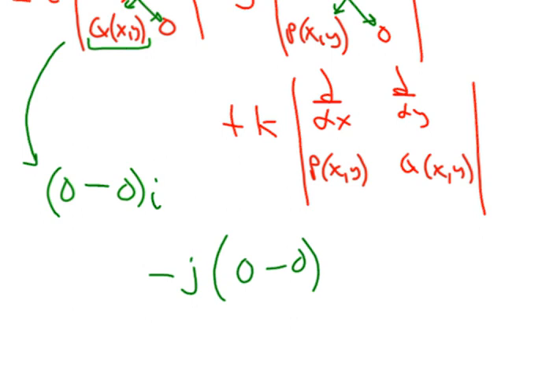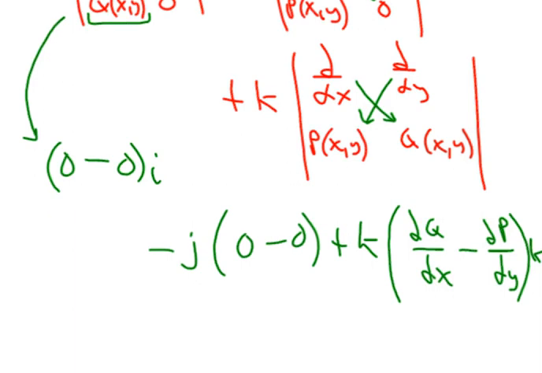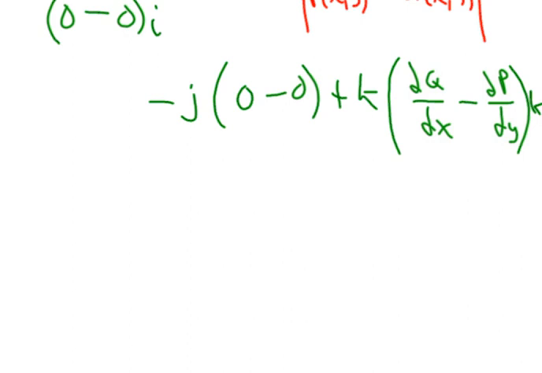All right, good. Plus, lastly, k, and get ready for something pretty familiar. The partial derivative of Q with respect to x, so it's partial Q, partial x, minus the partial derivative with respect to y of P, so partial P, partial y, times k. Now if you look at that, that's sort of interesting. That actually looks like something we've seen before. It looks like the thing we take the double integral of in Green's theorem.